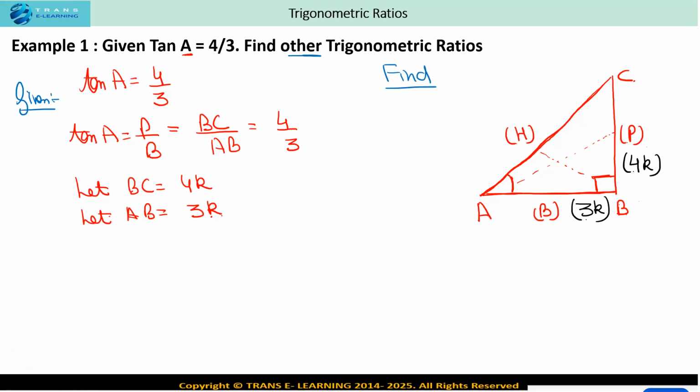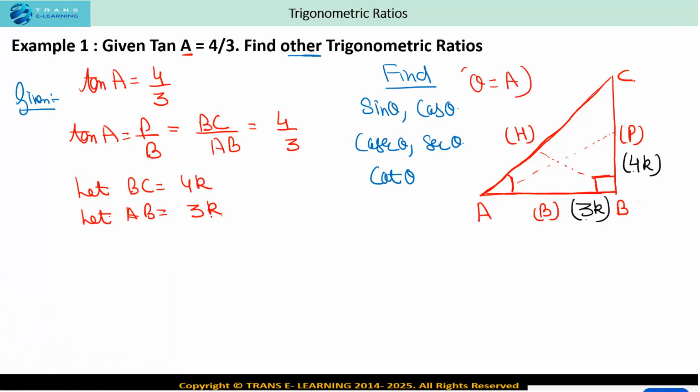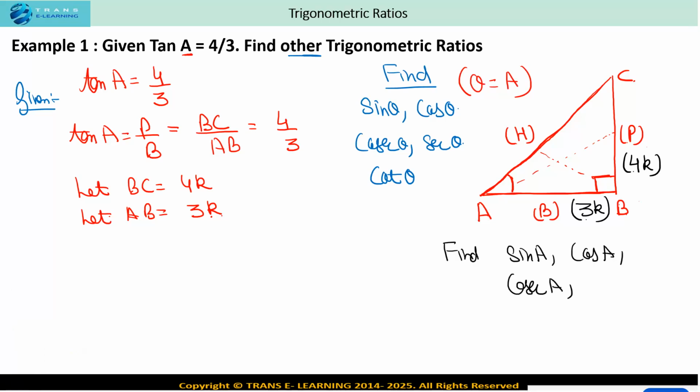We have three trigonometric ratios given, so that means we have to find five of them. We have to find sine theta, cos theta, cosecant theta, secant theta, and cot theta, right? In this case, we are going to replace the theta by the angle A. So we have to find cosecant A, then secant A, and then cot A. Before finding all these five trigonometric ratios, we should know the values of all the three sides.